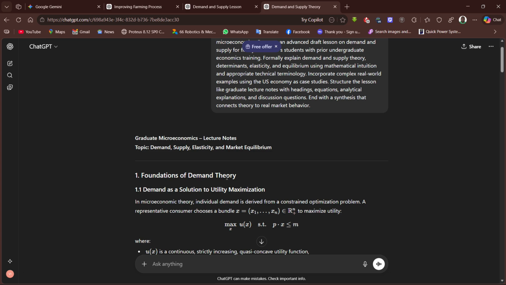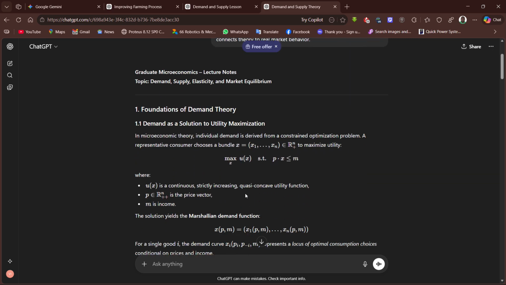Foundation of demand theory, demand as a solution to utility maximization. In microeconomic theory, individual demand is derived from a constrained optimization problem. A representative consumer chooses a bundle X to maximize utility, and then this formula. Somebody who is at the level of masters, this would already be something he's familiar with. And then the various variables are defined.